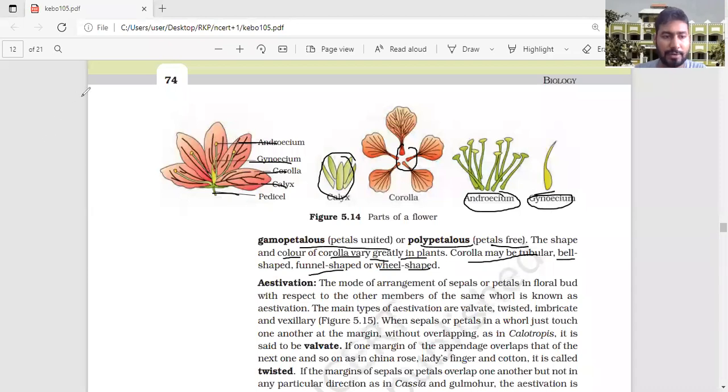The next topic we are going to discuss is estivation.